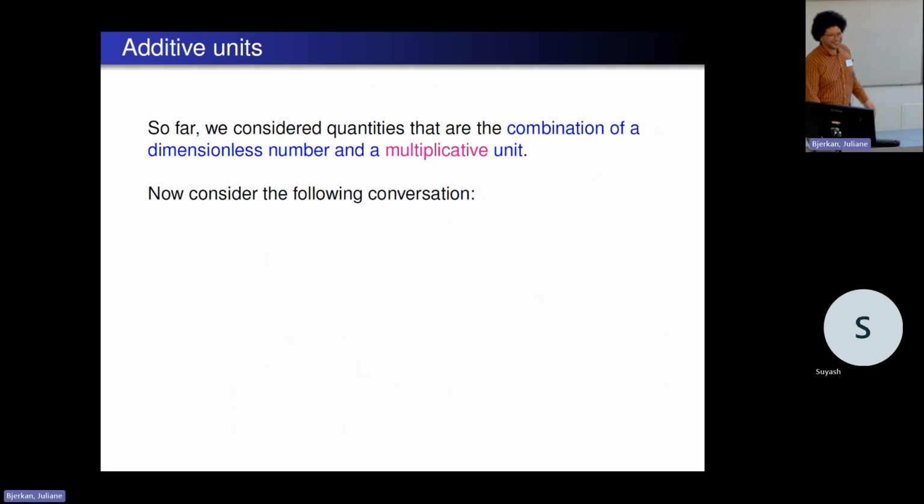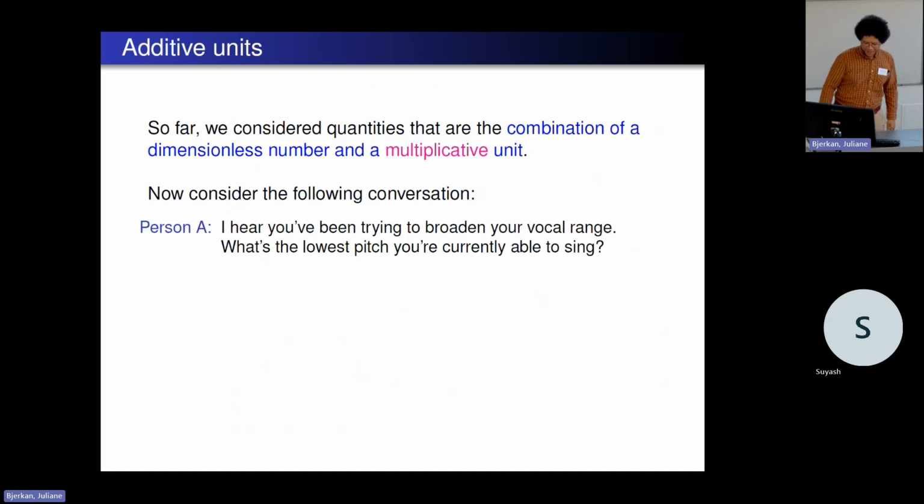Now, I started earlier with a conversation between person A and person B. I'm now going to have another conversation between person A and person B that's going to be analogous, but with an interesting difference. Person A: I hear you've been trying to broaden your vocal range. What's the lowest pitch you're currently able to sing?